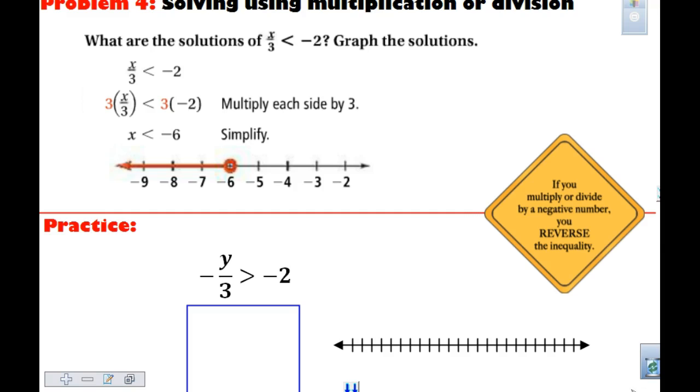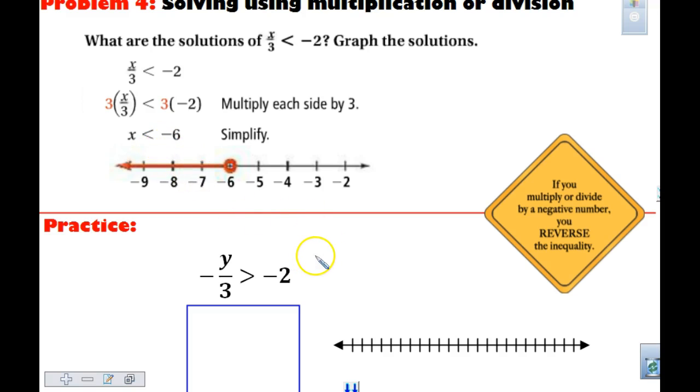What did you multiply? What did they multiply on both sides? 3. 3 is what kind of a number? Positive. It's a positive whole number, right? Positive integer, positive whole number. We multiply by 3. We are not changing this. It stays exactly the same. Only when you multiply or divide by a negative.